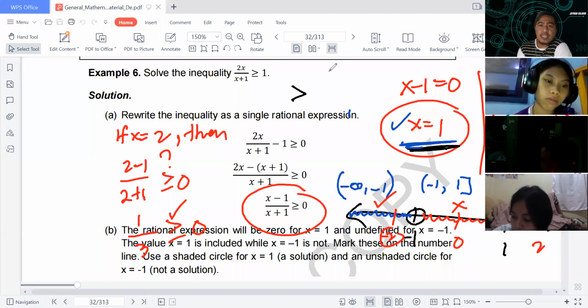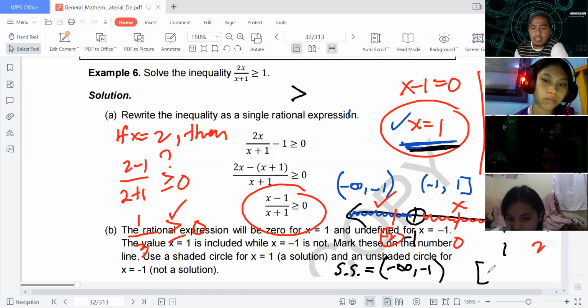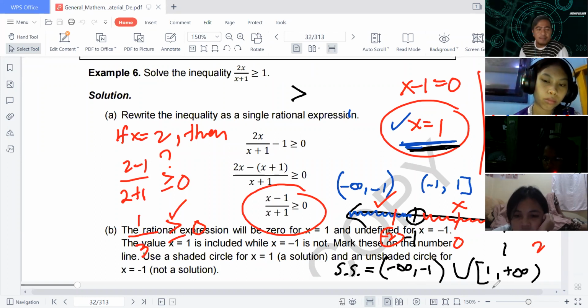So that means there are two intervals that are part of our solution set. So how will we write our solution set? The solution set is equal to the set containing the first interval, negative infinity to negative 1. The other interval is the half open interval from 1 to positive infinity. How can we write that in one? How can we fuse them? By using union. Okay? And this is now your solution set.